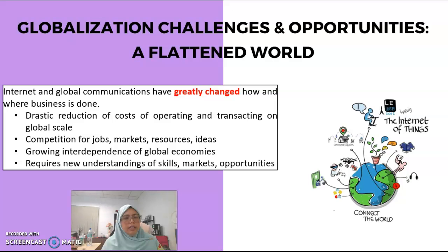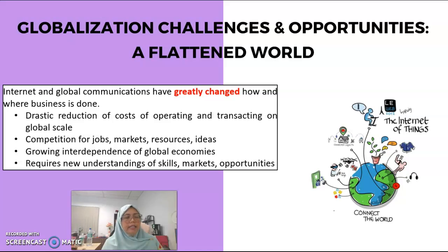The emergence of the internet, especially in international communication systems, has drastically reduced the cost of operating and transacting on the global scale. Also, customers can do their shopping in a worldwide marketplace, obtain better prices and quality, and reliable service 24 hours a day.